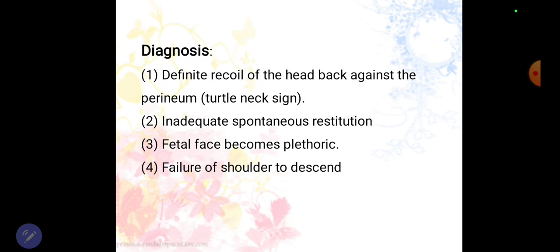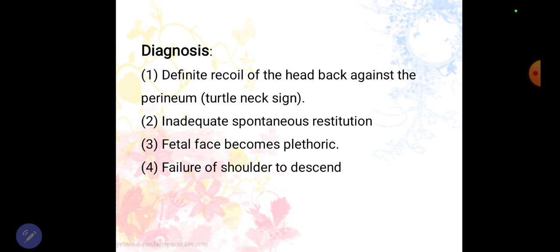Diagnosis: definite recoil of the fetal head back against the perineum, which is called the turtle neck sign. Like a turtle, the head after delivery will be regressed into the perineum between contractions. During contraction it will be pushed out and in between will regress into the perineum. With inadequate spontaneous restitution, the head will hang and incomplete restitution will occur. The fetal face becomes plethoric due to stagnation of blood.